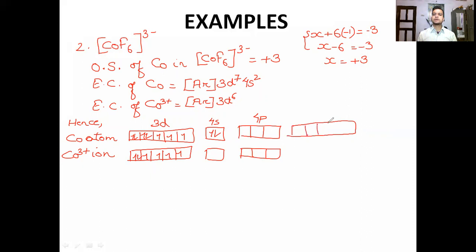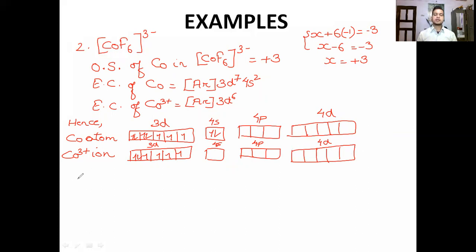After 4p comes what? It's 4d. So this time we'll be using the outer d orbital because we do not have the inner d orbital available for bonding. They are actually occupied by 1 electron. Okay, so this is 4p, this is 4s, and this is 3d. So now you can clearly see you have 1 4s, 3 4p, so total 4, and you will be using 2 others from the d. The rest you will not be using.